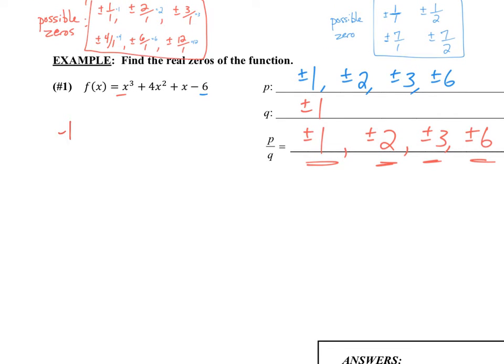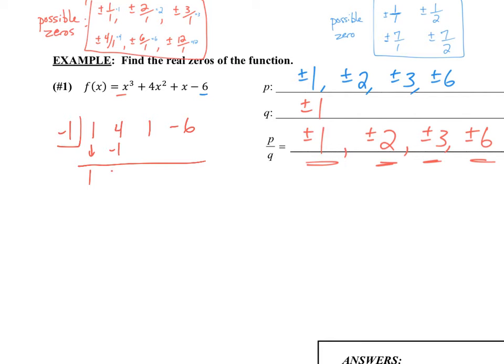So you would do negative 1 in the box, and we're going to do synthetic division. So 1, 4, 1, negative 6. And we can do each of these separately like this. You would bring down the 1. Negative 1 times 1 is negative 1. And then we add them up.